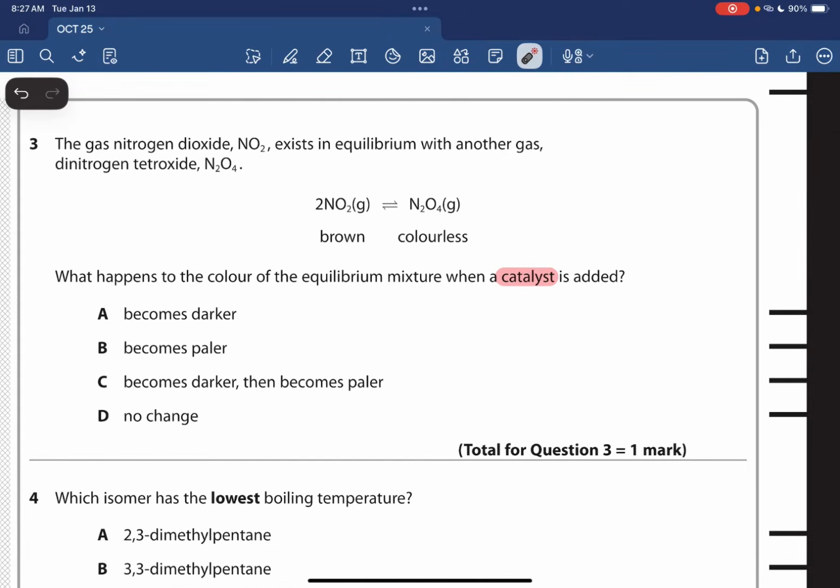So in question 3 it says that the gas nitrogen dioxide exists in equilibrium with another gas. Okay, so dinitrogen tetroxide. So this is nitrogen dioxide and this is N2O4. Now nitrogen dioxide is brown in color and on the other hand this gas is colorless. What happens to the color of the equilibrium when a catalyst is added? So when you add a catalyst, nothing changes. There is no impact on the equilibrium position. So the answer is going to be D.